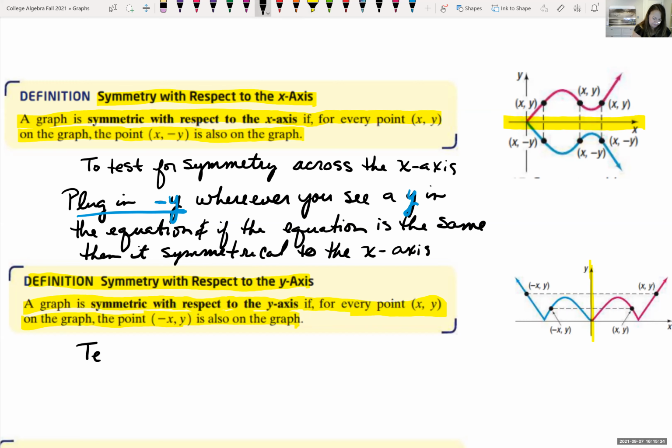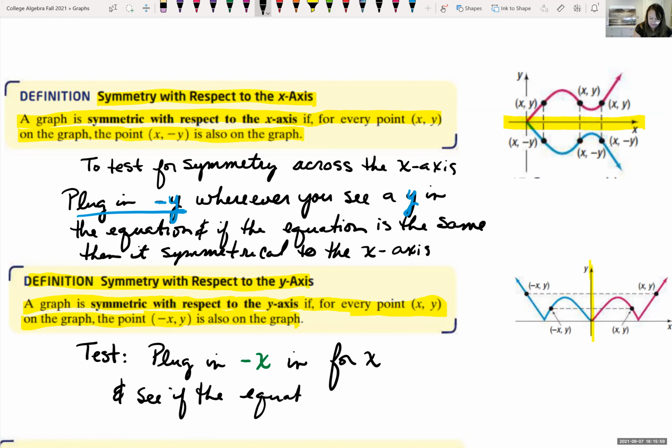So to test, we're going to plug in negative x wherever you see an x, and see if the equation is the same. So if we can manipulate it to look like the same equation we started with, then we know that it's symmetrical with the y-axis. So if so, symmetrical across the y-axis.